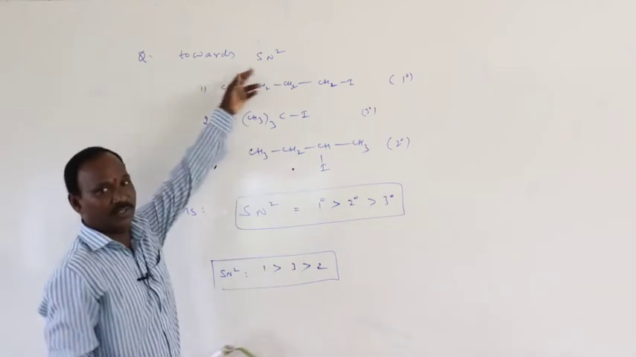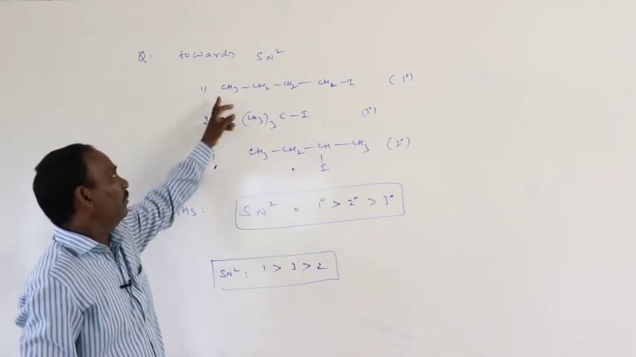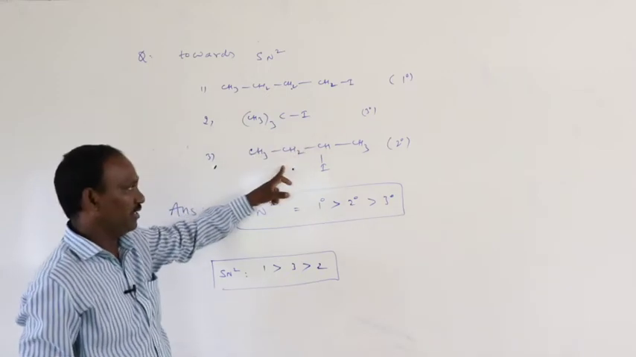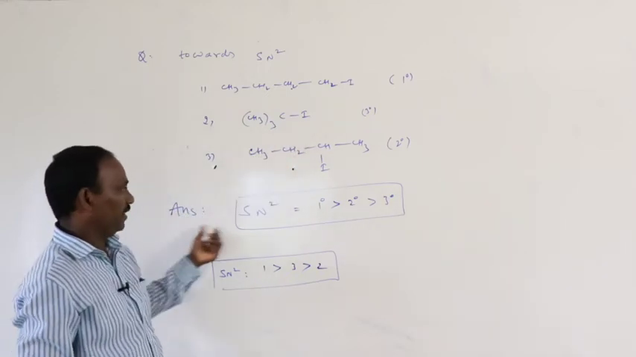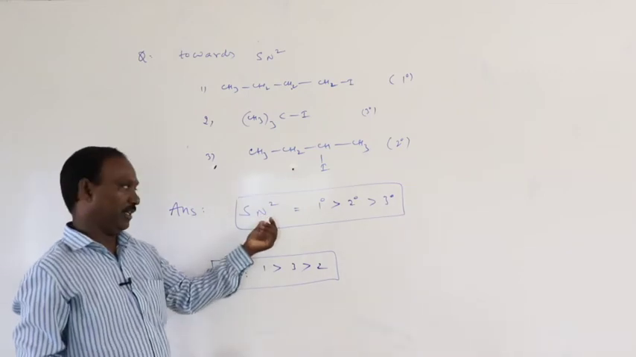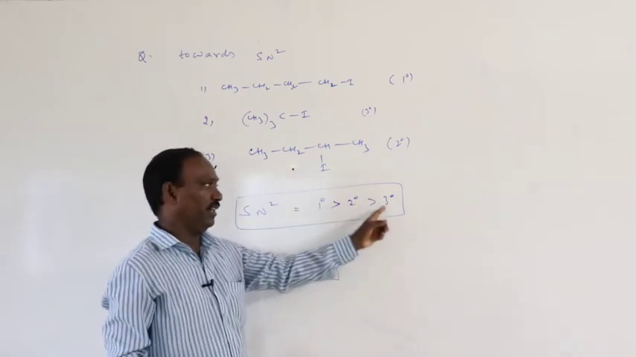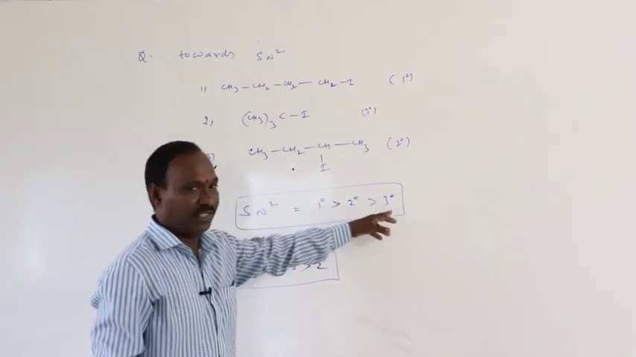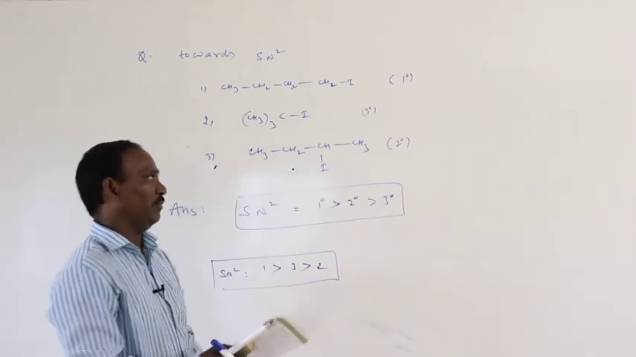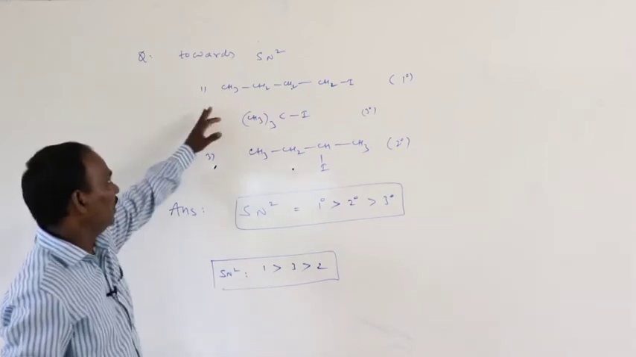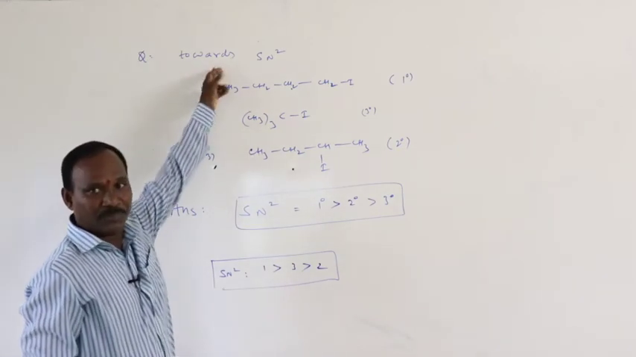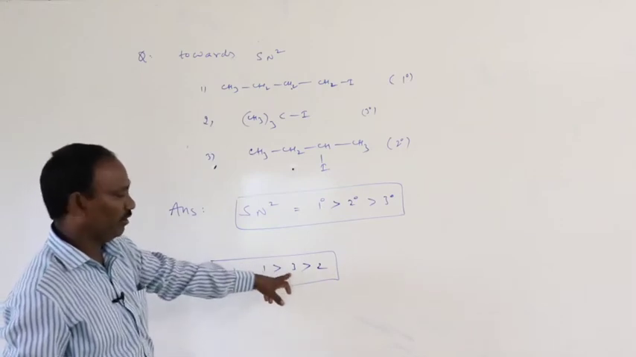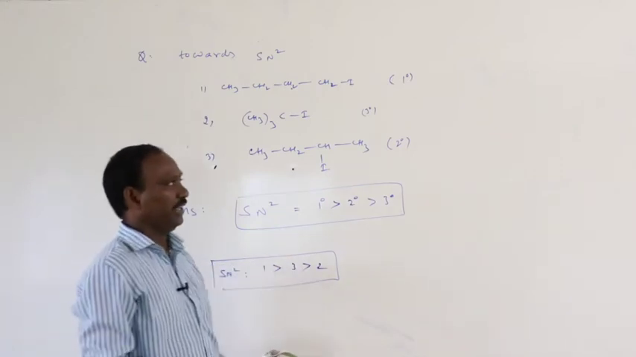Towards the SN2 reaction mechanism, this is primary alkyl halide, this is tertiary alkyl halide, it is secondary alkyl halide. Reactivity order towards SN2 reaction mechanism: primary, secondary, tertiary. But in SN1 reaction mechanism, it is reverse: tertiary, secondary and primary. Therefore, the correct reactivity order towards SN2 reaction mechanism is the first compound, then the third compound, and then the second compound.